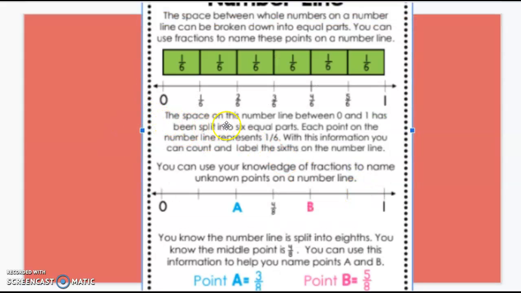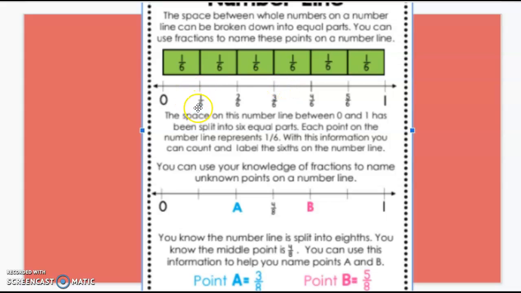Okay, the space on this number line between 0 and 1 has been split into 6 equal parts. Each point on the number line represents 1/6. With this information, you can count and label the 6ths on the number line. So that's what they did here.